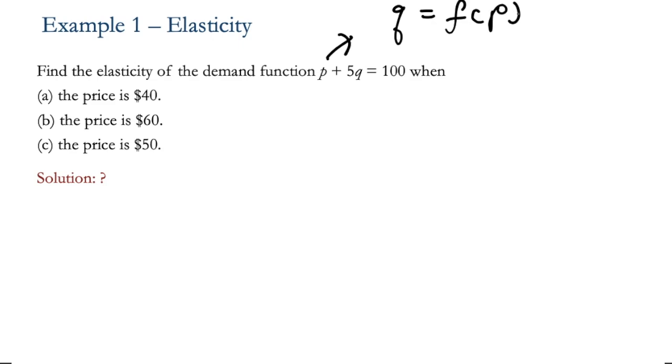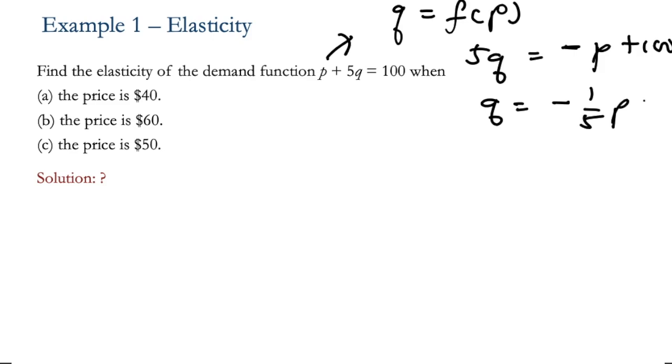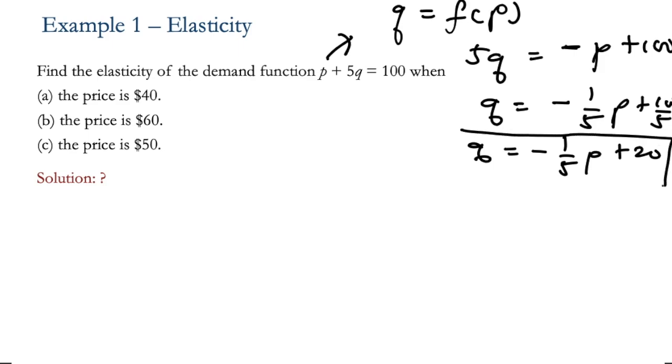That's what we want. So when we bring everything to the right hand side and simplify, you have 5Q equivalent to minus P plus 100. So you have Q equivalent to minus 1/5 P plus 100 divided by 5, and simplifying further, you have Q equals minus 1/5 P plus 20. So this is the demand function. You can also express it in the form of P as a function of Q.